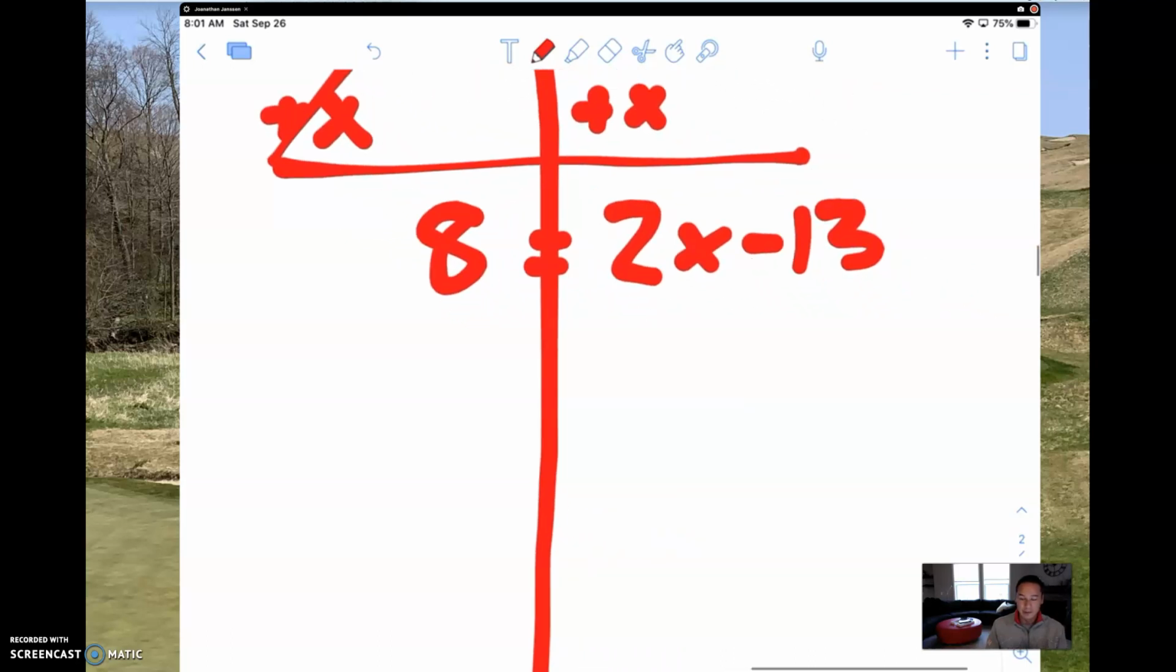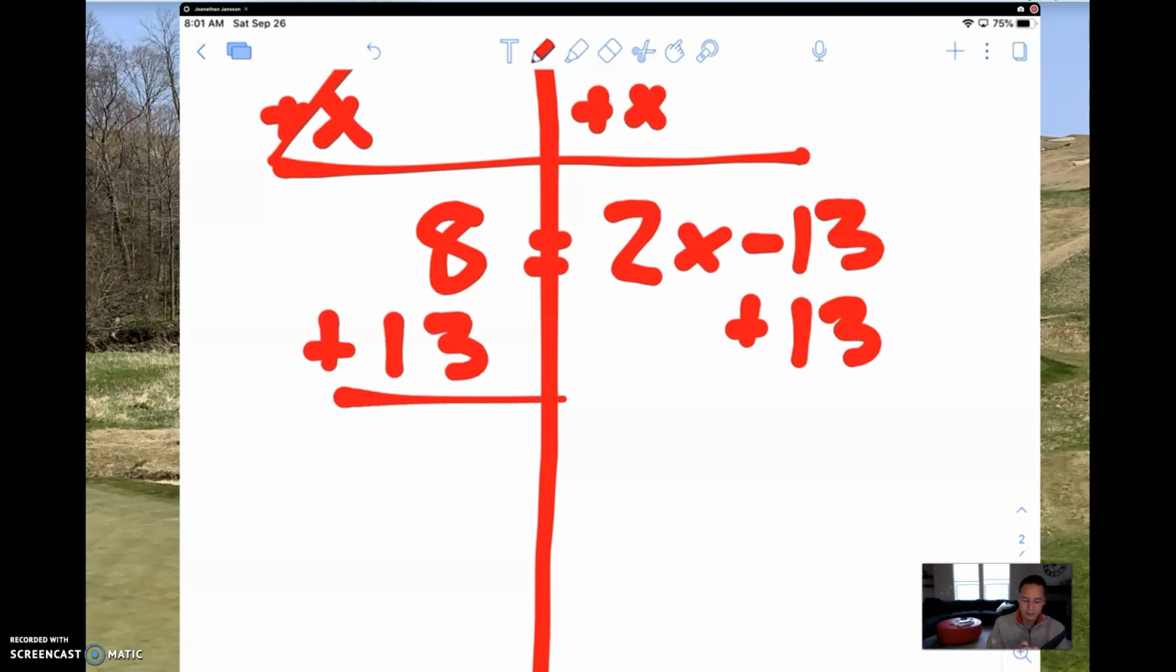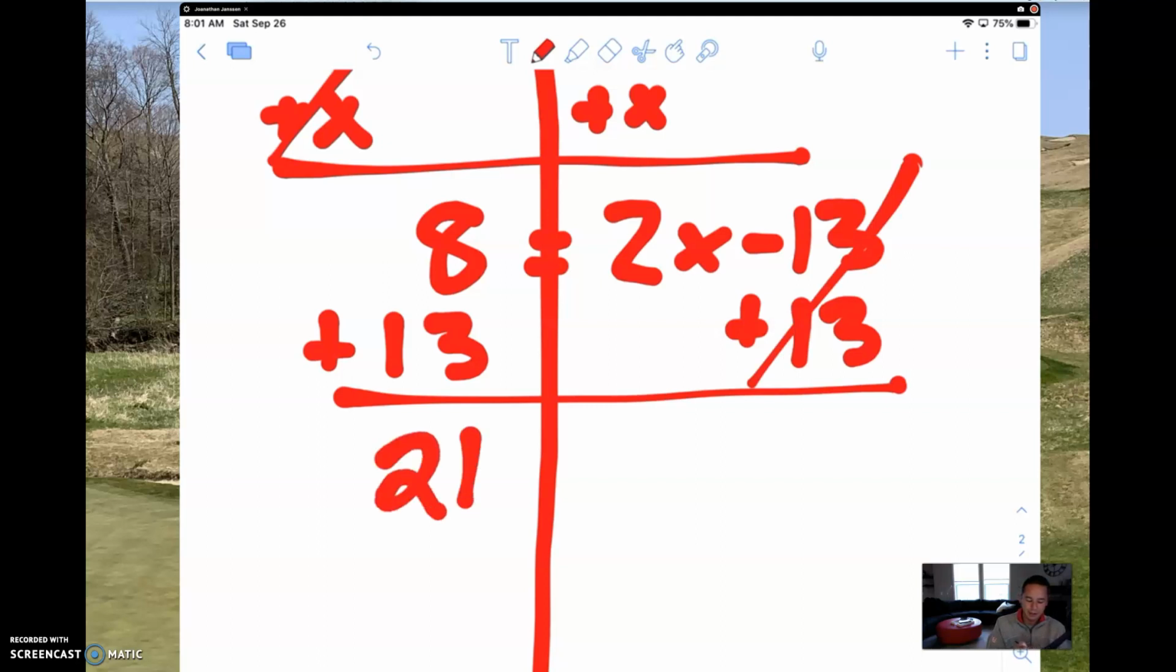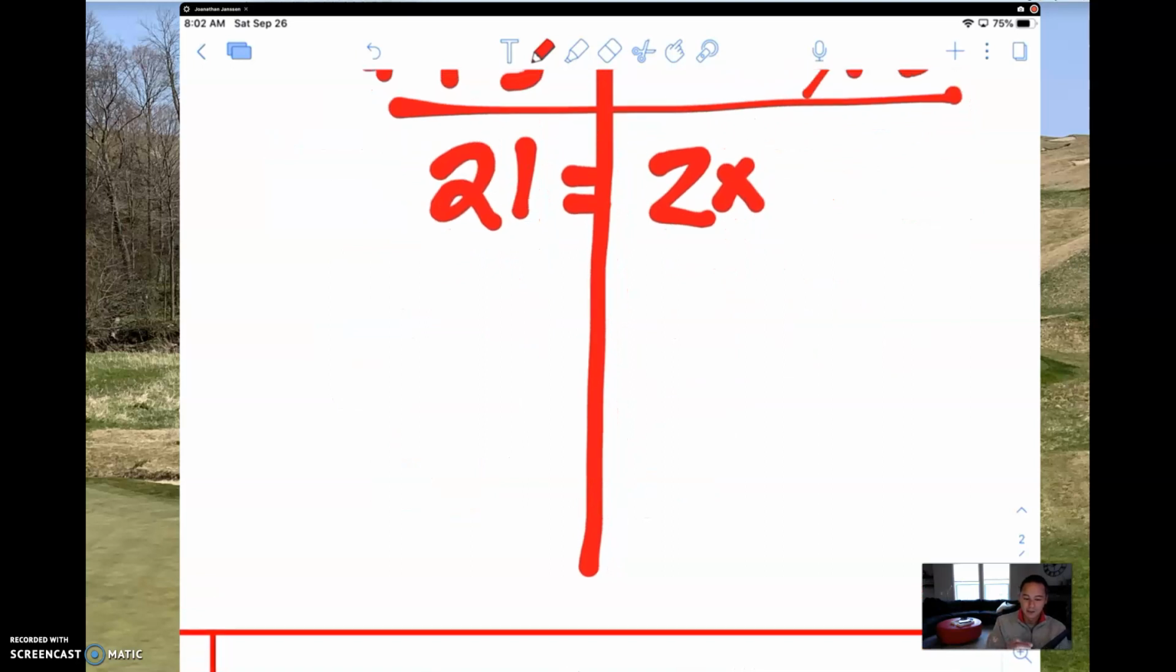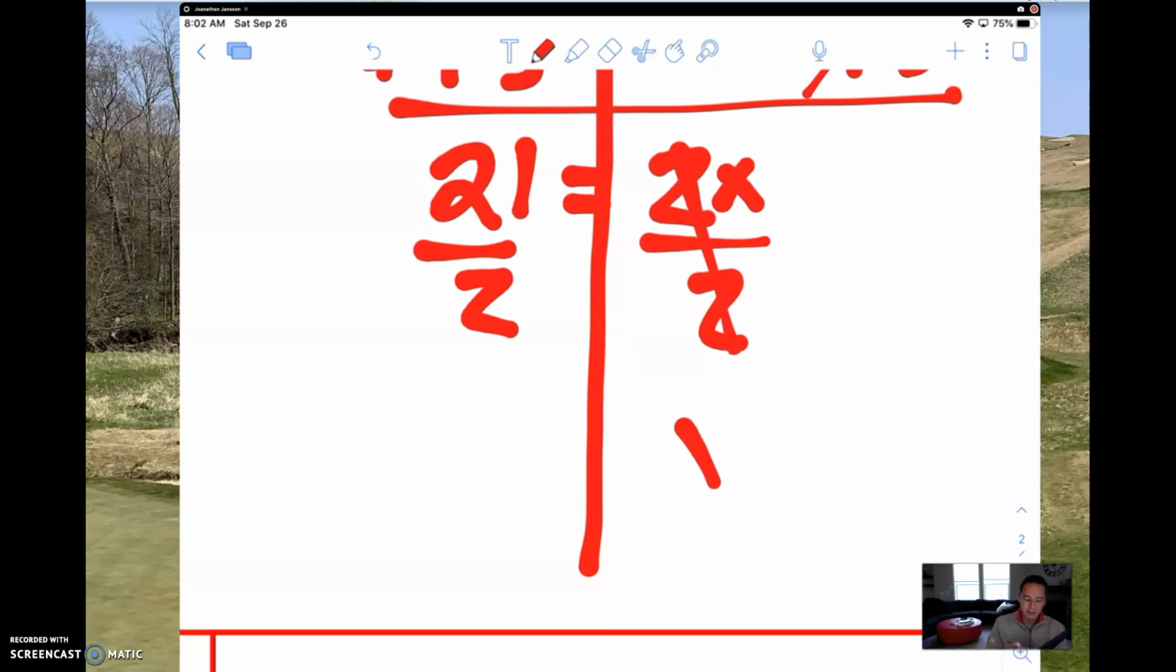Again, we're left with a two-step equation, so hopefully you're getting really good at these two-step equations. To get rid of minus 13, we will do plus 13. Then the 13s go away. 8 plus 13 is... I have an annoying voice that says 21 stuck in my head. Hopefully none of you said that. To get rid of the 2, we will divide by 2, divide by 2. And if you take 21 and divide it by 2, you get 10.5.